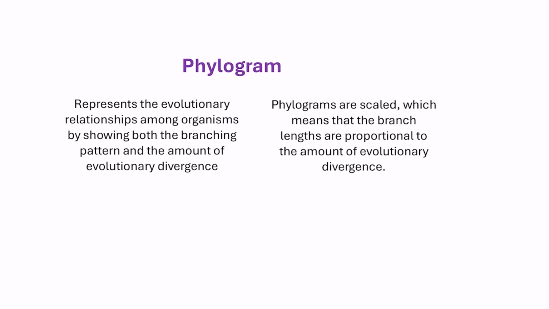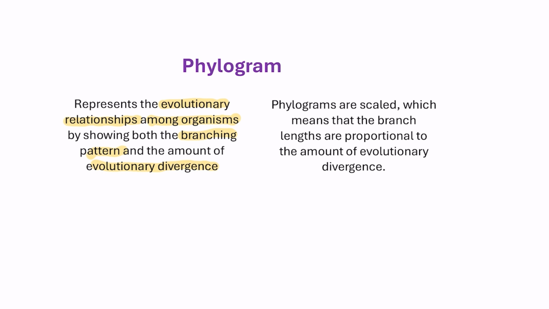Now, on the other hand, what is a phylogram? A phylogram represents the evolutionary relationship among organisms, similar to a cladogram, but by showing both the branching pattern and the amount of evolutionary divergence. In a phylogram, we can know about the evolutionary divergence of species. In a cladogram, we cannot do this. We cannot get information about evolutionary divergence, but in a phylogram, we can.